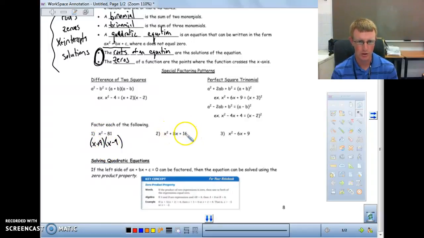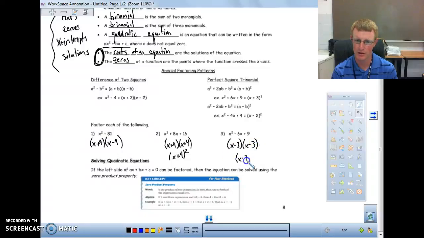For the second one, again, you look at 16. Well, the square root of 16 is 4. 4 plus 4 is 8. Therefore, we can write this out as x plus 4 and x plus 4, which is the same as saying x plus 4 squared. This third one right here, we have x squared minus 6x plus 9. Square root of 9 is 3. Negative 3 and negative 3 is negative 6. So we can just simply say this is x minus 3, x minus 3.